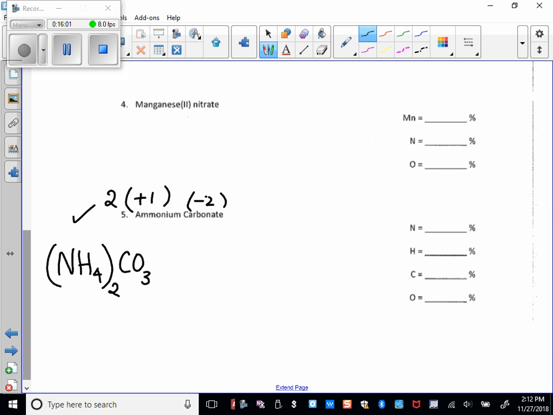So what do you do next? Distribute, calculate the number of atoms, find the molar mass. From the molar mass, you find the percent count.